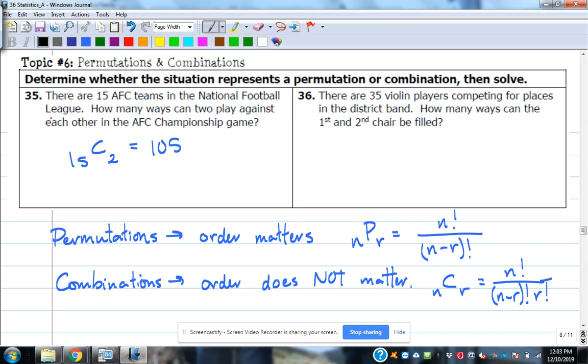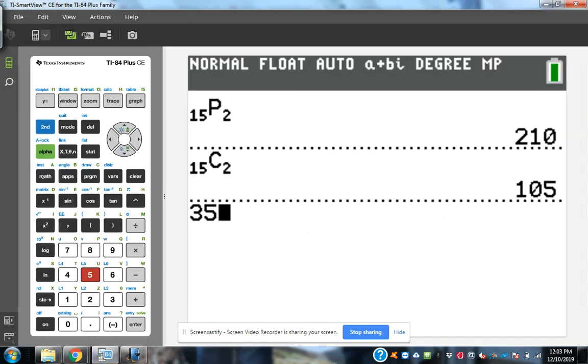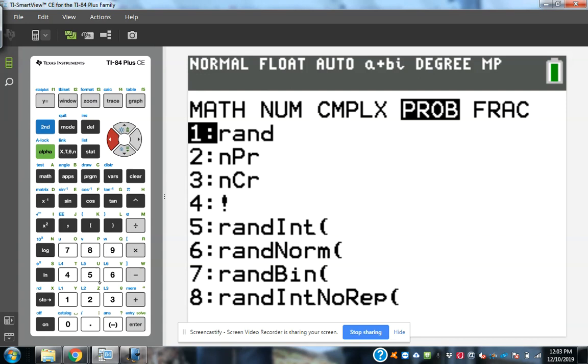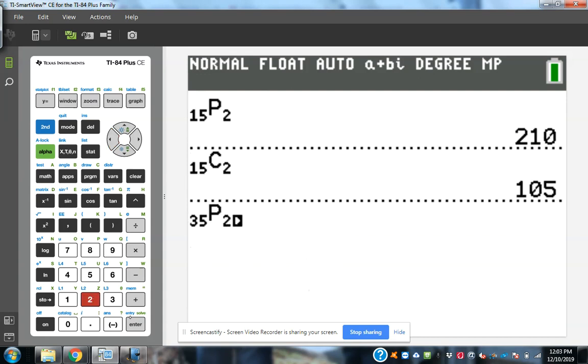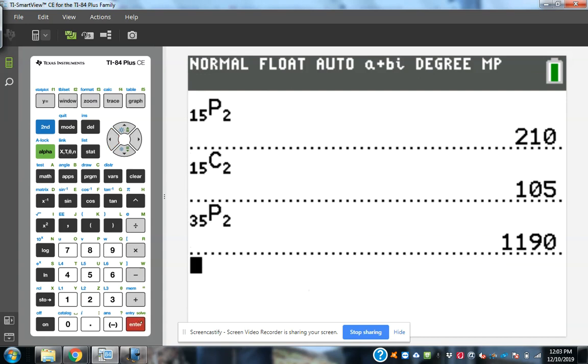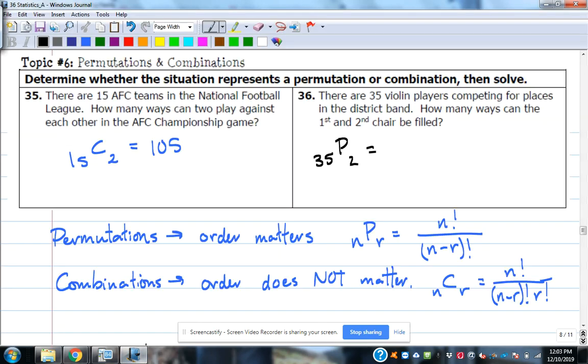And then 36, got 35 violin players. There's a first and second chair. So that's a ranking, right? So that's a permutation. So we're going to do 35 permutation 2 chairs. 35, go to math, probability, permutation, 2. 1,190 different ways for 35 people trying out to make that first or second chair.